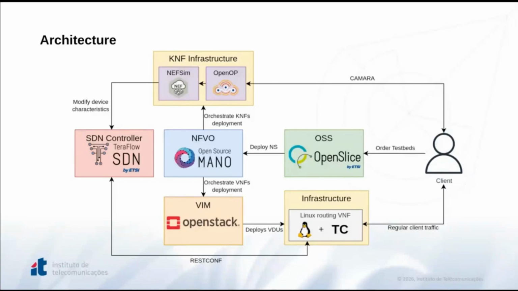The first VNF is our Linux-based virtual routing setup that will be deployed through, in our case, OpenStack to our infrastructure. And then the other VNF is the one that will provide the NEF and CAMARA APIs that will be deployed as a KNF to a Kubernetes cluster. Then finally, the Linux router will integrate with TeraFlow SDN such that the NEF emulator can contact TeraFlow SDN to change the QoS characteristics of the Linux router.